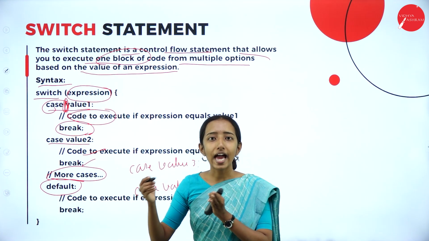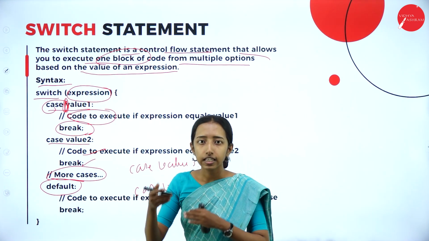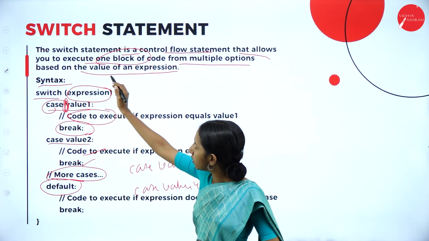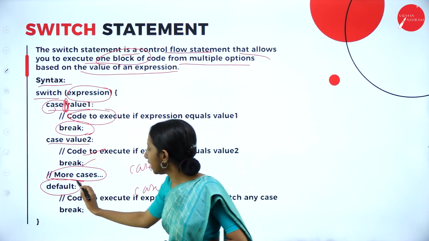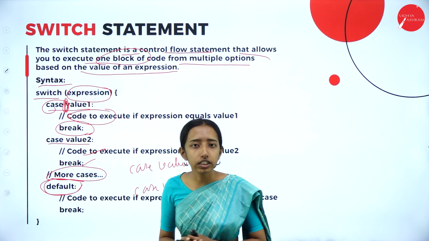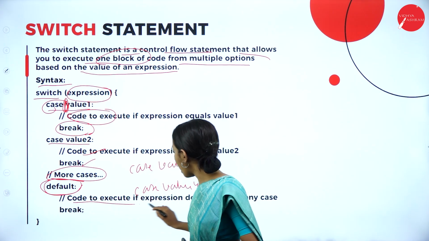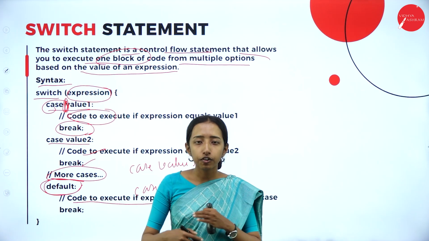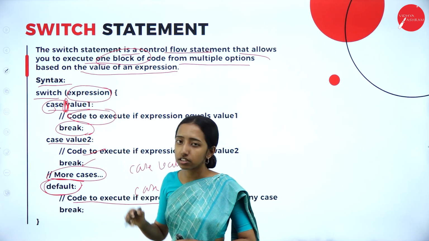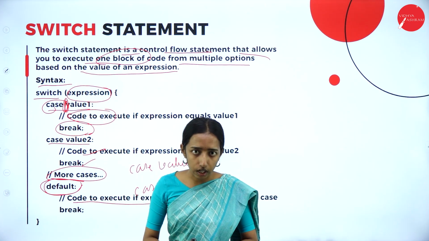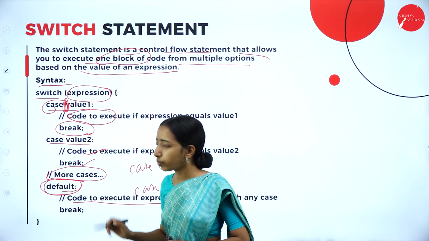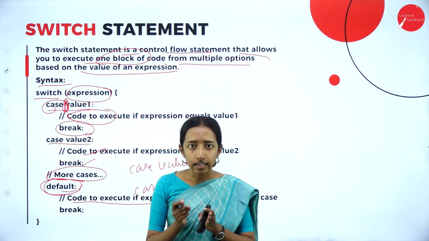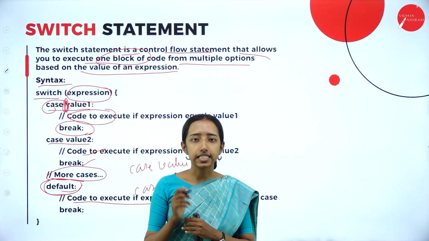Like the if, else if, and nested if had an else part, in the switch statement we will have the default. The code we have written in default will be executed as the default option. If none of the options match the expression we have given, then the last default will be executed. So we will understand how it works with an example.